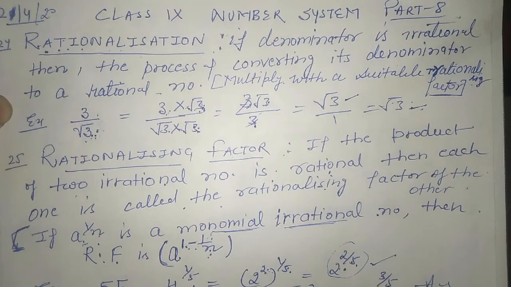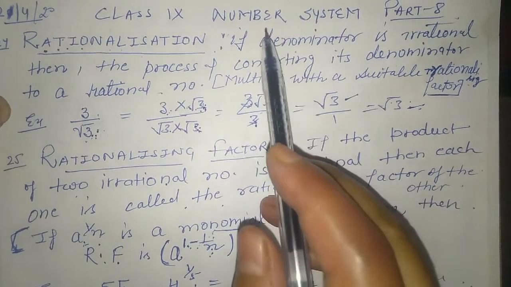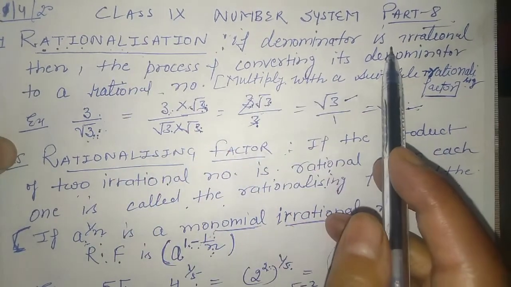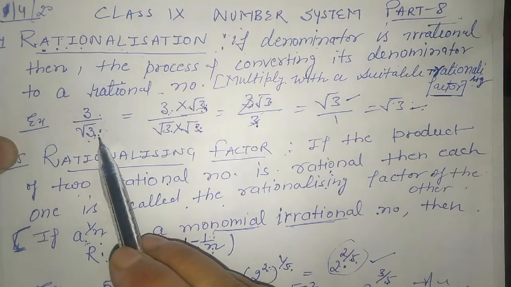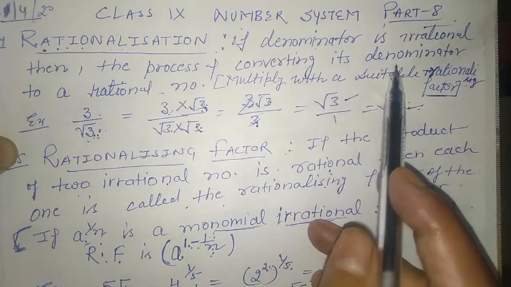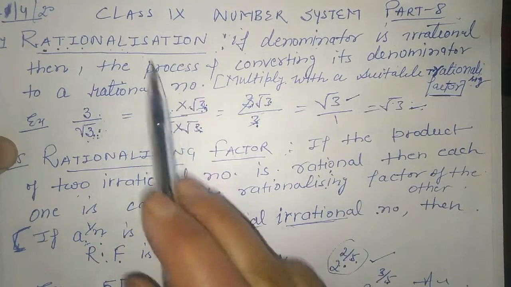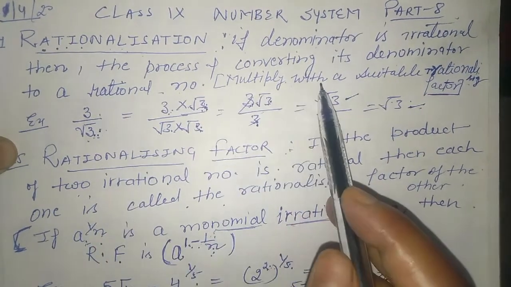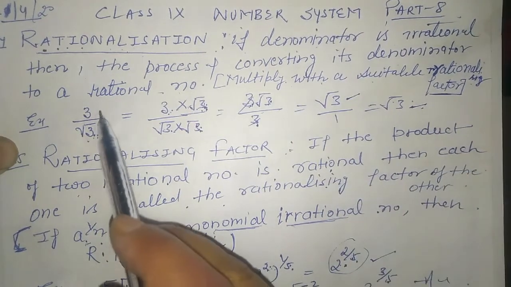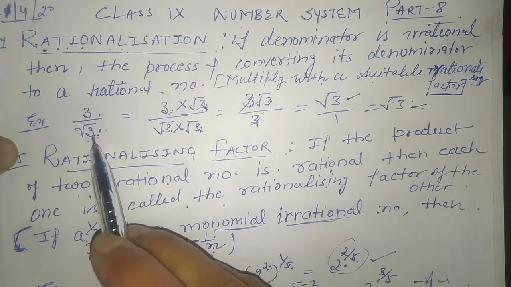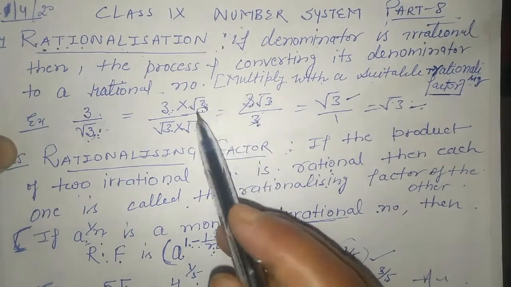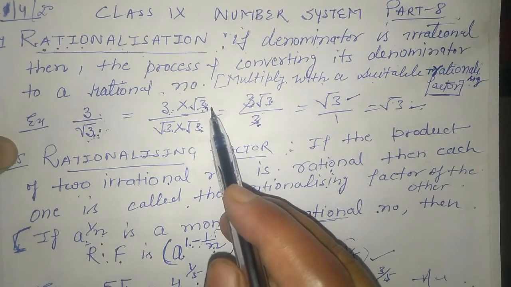Hello everyone, we are here to discuss the last topic of the number system, rationalization. If the denominator is irrational, as given in the example, then the process of converting its denominator to a rational number is known as rationalization, by multiplying with a suitable rationalizing factor. Take 3 upon root 3. If we multiply root 3 by root 3, it becomes a rational number. So we have chosen the rationalizing factor as root 3.